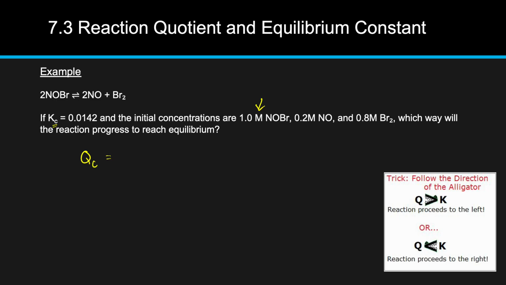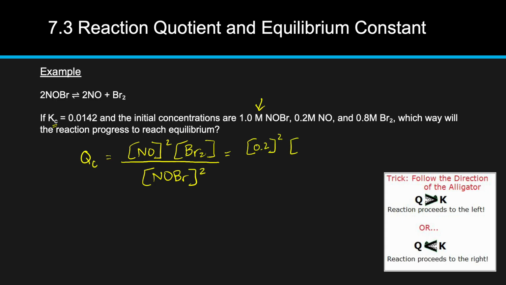So first, with the expression, we have our products over reactants, and they're raised to the power of the coefficient. So we have NO squared times Br2, and then on the bottom we have NOBr squared. So now we can go ahead and plug in these values. So we have NO is 0.2 squared, Br2 is 0.8, and NOBr is 1 squared.